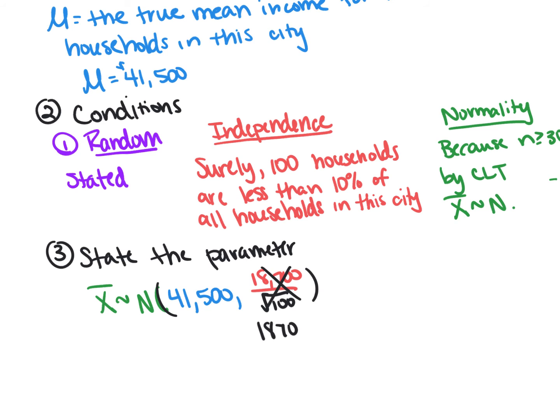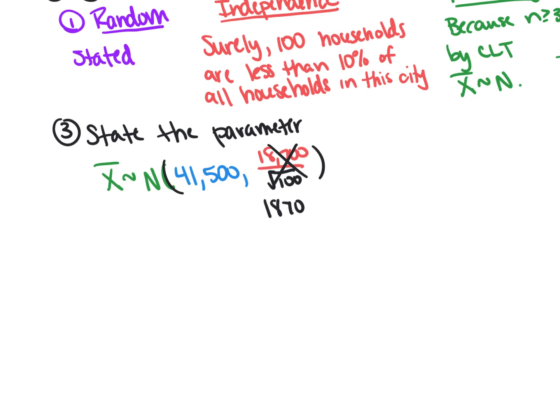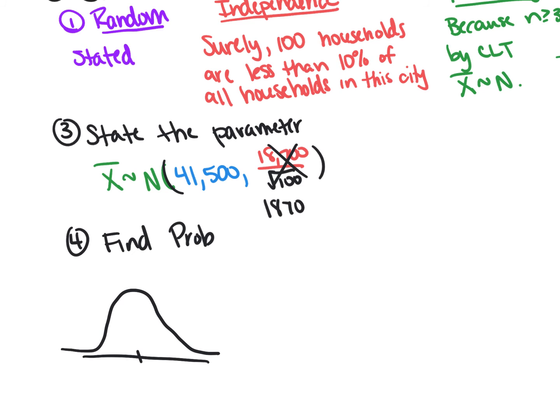So here are our parameters stated. We know now that the distribution for x bar, which is the sample mean, which is what we're looking at, follows a normal distribution. It has a mean centered at 41,500 and a standard error, or standard deviation, of $1,870. So the last part of this is, once we know all that, now we can actually calculate a normal probability. Here's your fourth step: calculate a probability now. Because we know it's normal, our first goal is going to be to draw a normal curve. And we know in this normal curve, the mean sits at 41,500.